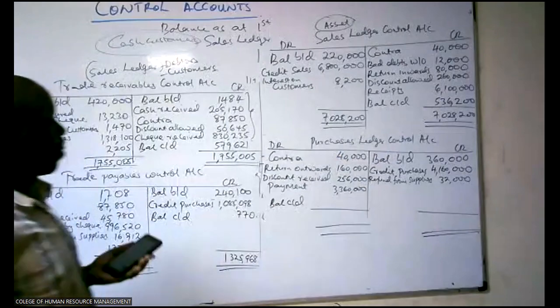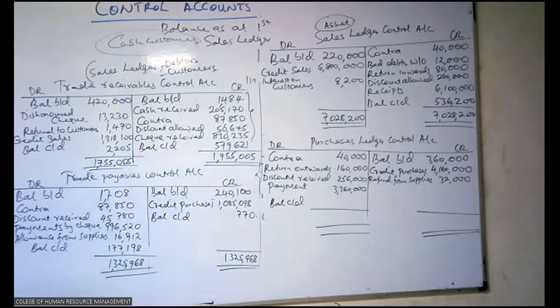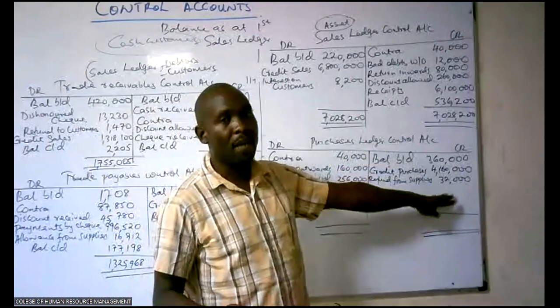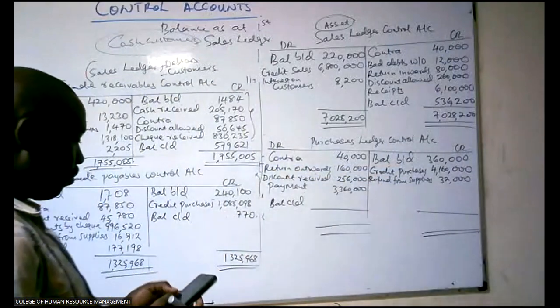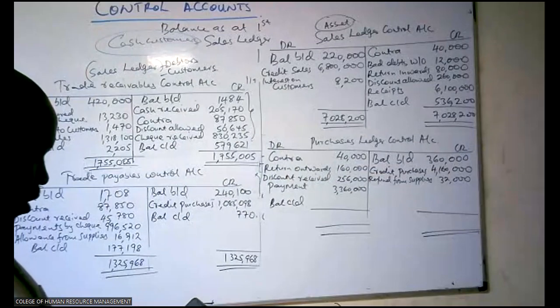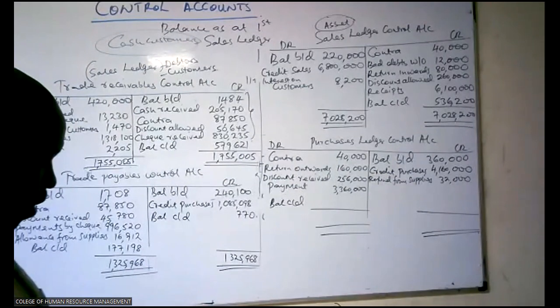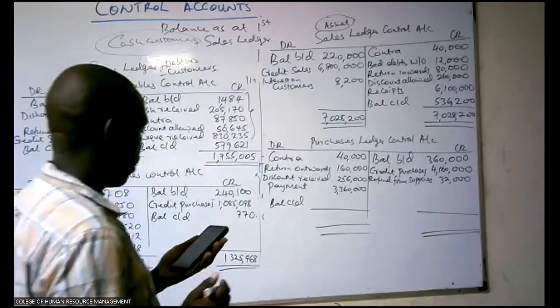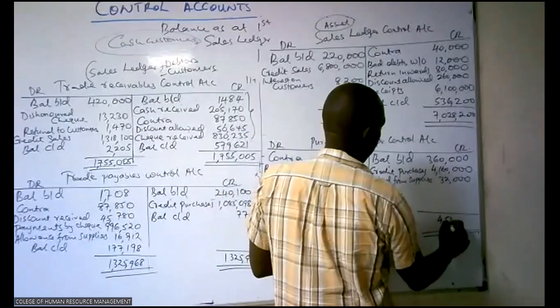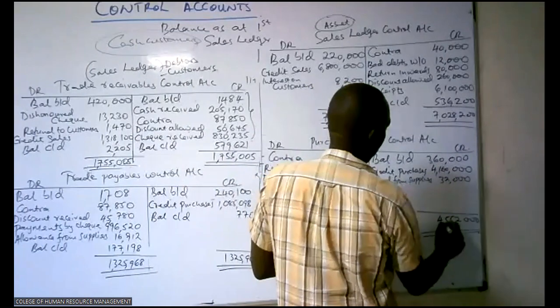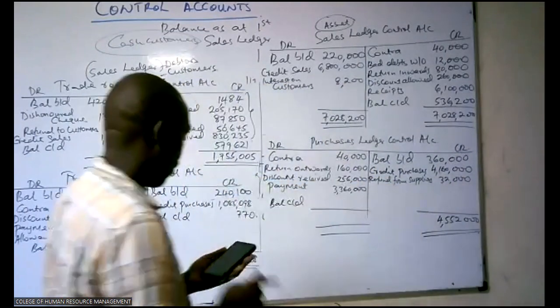Here we are done with that. We do the same to this. This is a liability. Liabilities normally have more on the credit. So on the credit side, this 60,000 plus 41, 60,000 plus 32,000. How much does it come to? 4 million 552,000. 552,000. We add what we have on the debit.